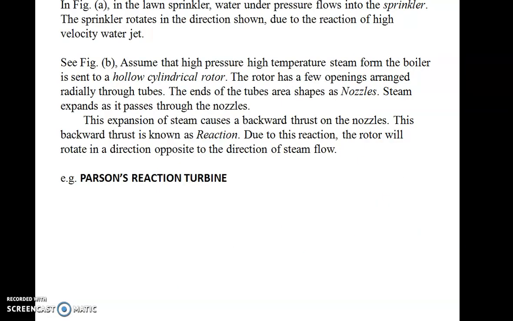The famous example of reaction turbine is the Parsons reaction turbine, the 50% Parsons reaction turbine, that we are going to see soon. The expansion of steam across the nozzle causes a backward thrust on the nozzles, and this backward thrust is known as reaction. Due to this reaction, the rotor will rotate in the direction opposite to the direction of steam flow. So that is the very important concept of reaction turbine, in hydraulic as well as steam turbine.